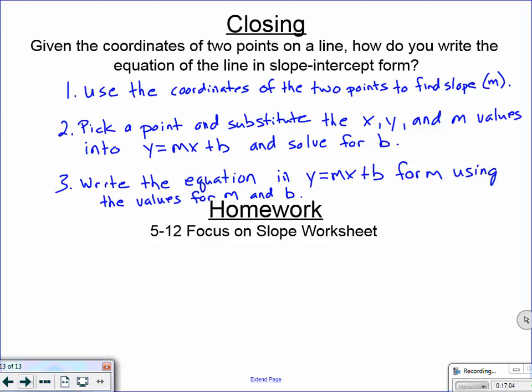So once you've done steps 1 and 2, you've got your m, you've got your b. Step 3 is to just go ahead and plug your value for m in, and plug your value for b in, and write your equation in the y equals mx plus b form.